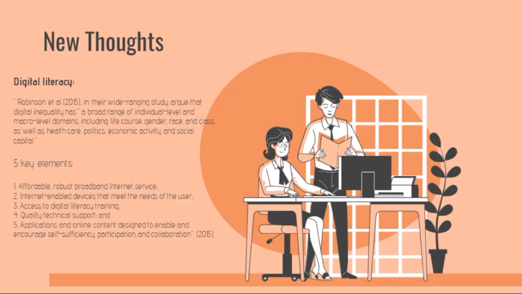Building infrastructure and broadening access to the internet without teaching digital literacy is imprudent and will lead to increased inequality. The 5 key elements to ensuring an equity of access and minimizing the digital divide are: 1. Affordable, robust broadband internet service. 2. Internet-enabled devices that meet the needs of the user. 3. Access to digital literacy training. 4. Quality technical support. And 5. Applications and online content designed to enable and encourage self-sufficiency, participation, and collaboration.